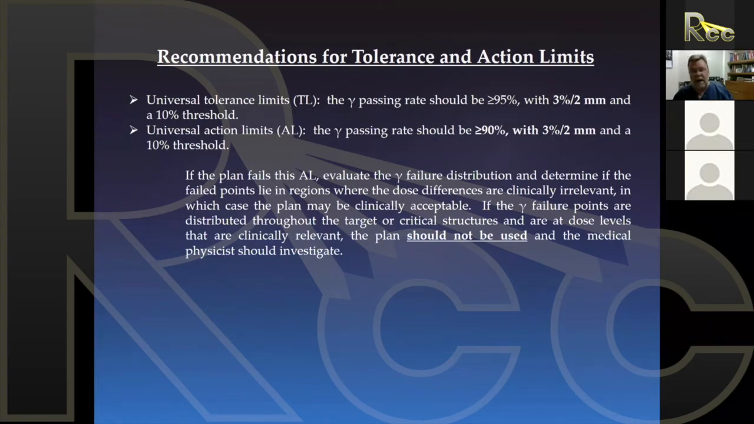I actually don't like this portion personally. I think we should look at action limits as being a sort of a no-fly zone. We don't have enough information to base everything on this potentially single plane of irradiation. And if we're down below 90%, 3%, 2 millimeters, there's potentially something further wrong with this plan. Our practice is not to use those, but this is a recommendation for the task group report. Either way, you need to evaluate why this is having such a failure rate.